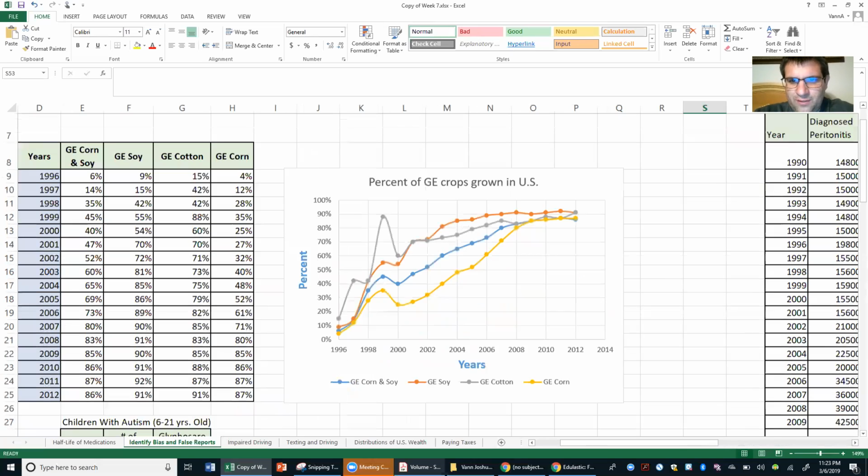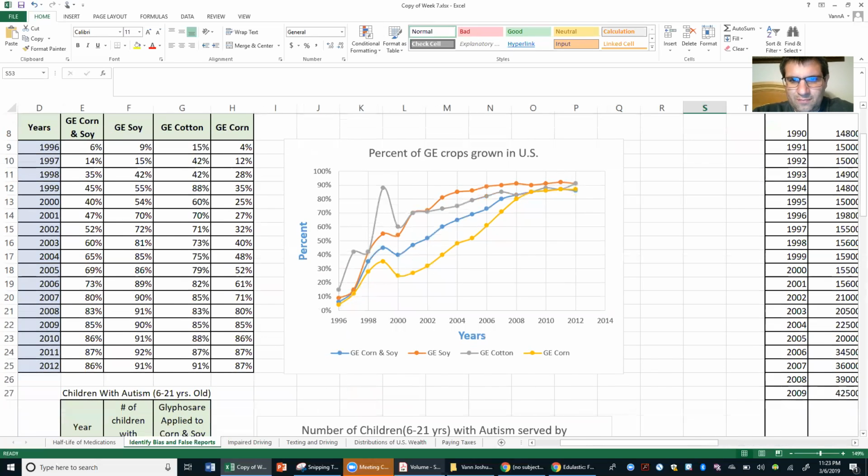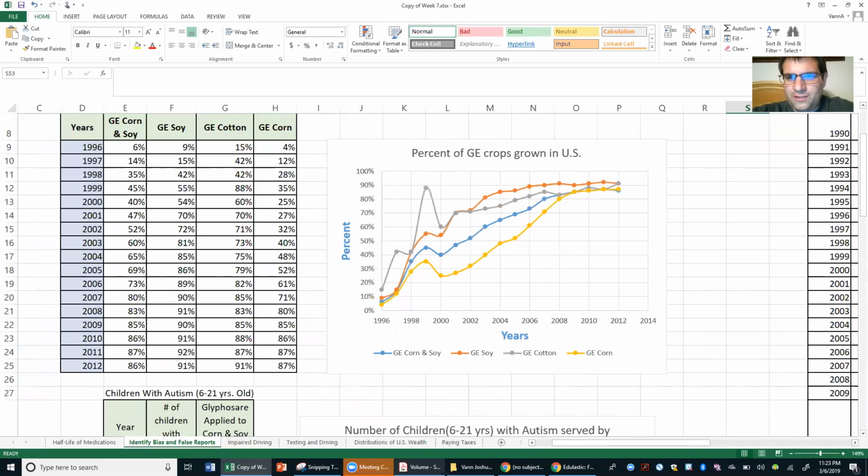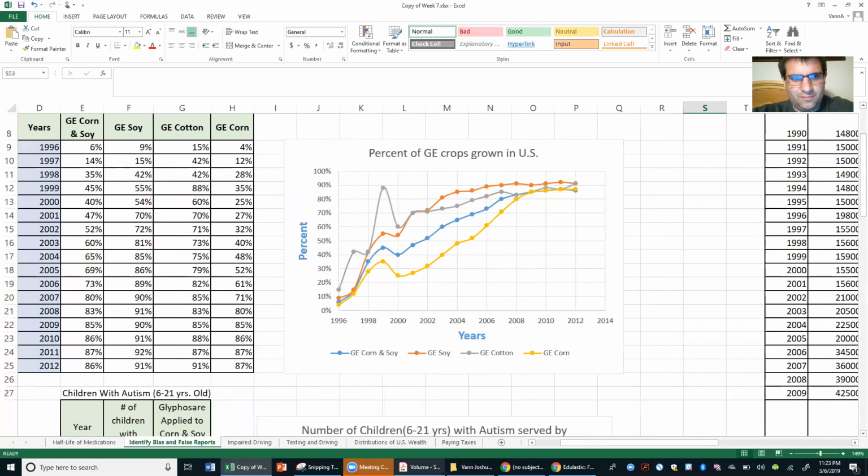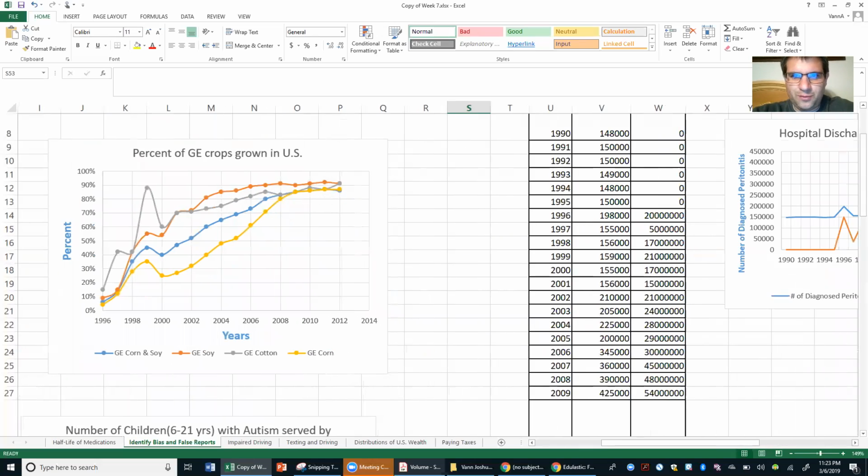And we did a line chart to show the percent of GE crops grown in the United States, and it shows how much of it is GE soy, GE cotton, and GE corn, and then the dates as far as the years, and shows how much of each has been used and produced.